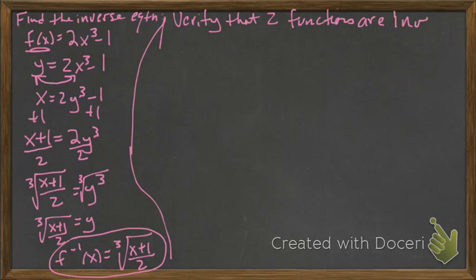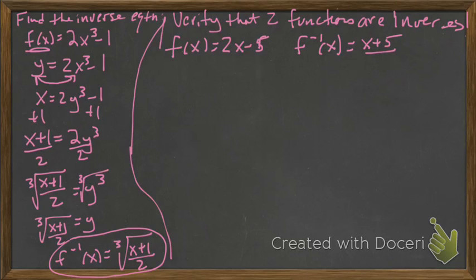what we're going to do is compose them. So let's take the example that we just did. In that previous example, we had f of x equals 2x minus 5, right? And then we found that the inverse function, f inverse of x, is, what did we say it was? I think it was (x plus 5) over 2. So what we're going to do to verify that these are inverses is compose the two.